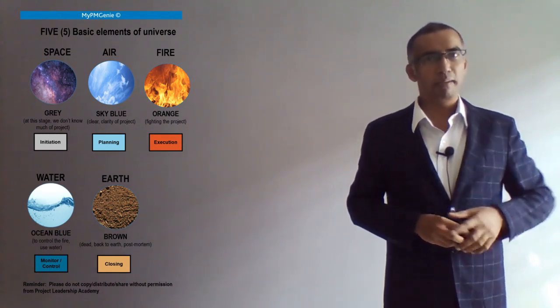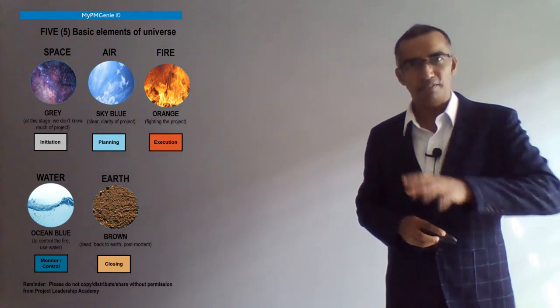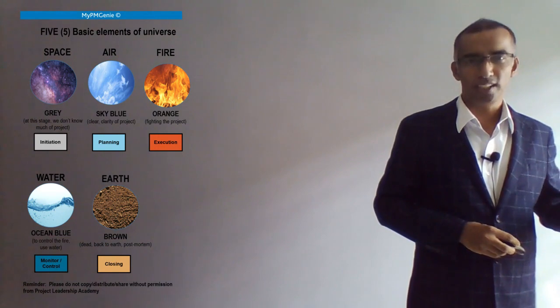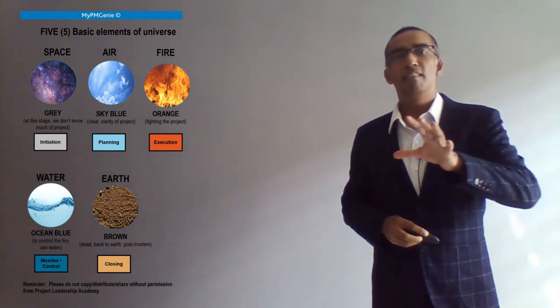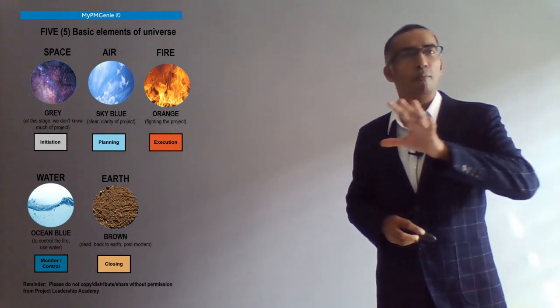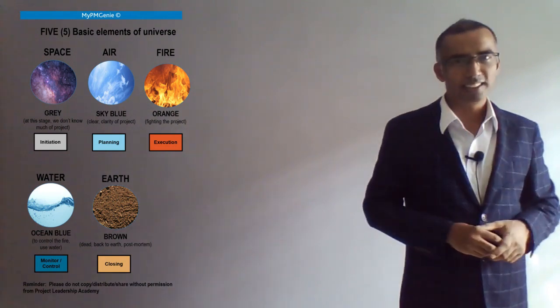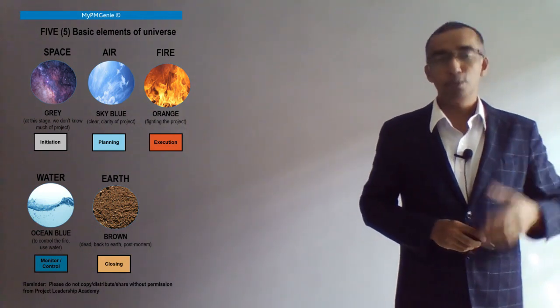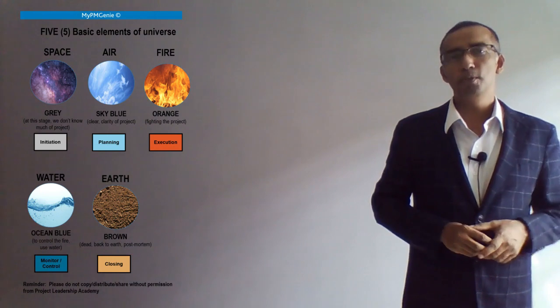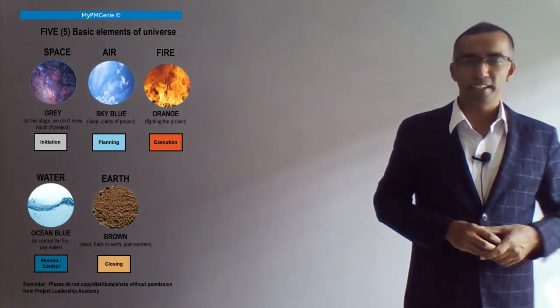And earlier I mentioned, in order for you to fight this fire, you need to have water. Water is more for fighting this fire. So therefore, for monitoring and controlling the fire or the execution phase, we use blue color, right? So ocean blue is the color code for monitoring and control.